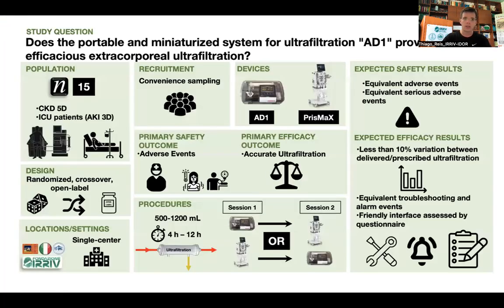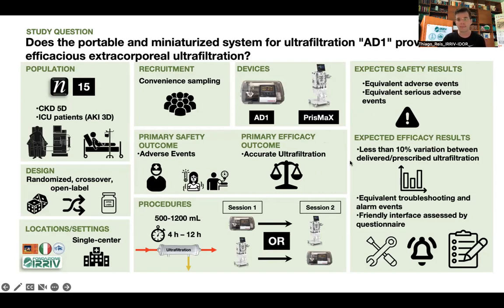So we will illustrate that with the trial of the AD1 trial. Well, this is a simple trial. It's the first in human use of the small device that is intended to apply only isolated ultrafiltration. So in this trial, 15 patients will be enrolled, and they will carry out either a session with AD1 or with a traditional machine, in this case, Prismax. And then it's a crossover, and then the ones that did the first treatment with AD1 will do with Prismax.